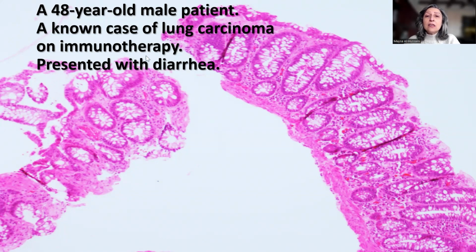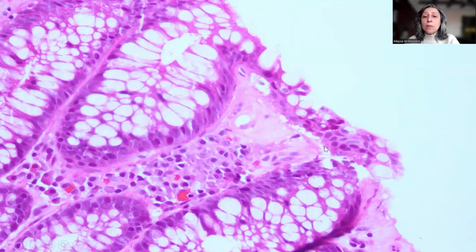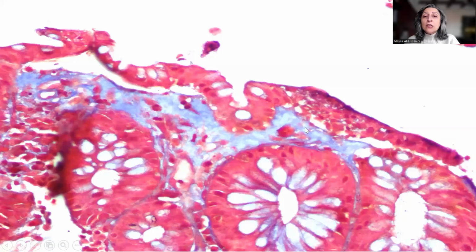And as you can see here from the low power magnification, this is colonic mucosa. And I'm going to zoom in here. This is where we have the clue to what was going on. This is a collagenous colitis. There is thickening of the subepithelial membrane that is easily recognizable, and this is on higher power magnification, again here showing the thickened subepithelial basement membrane or collagen that is further highlighted or confirmed with Masson trichrome special stain.